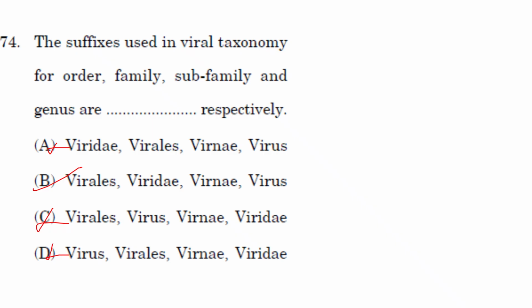See here, even if you know that virus will be the genus name, you can eliminate C and D. And if you know that order is virales, happily you can go for B even if you don't know these two.